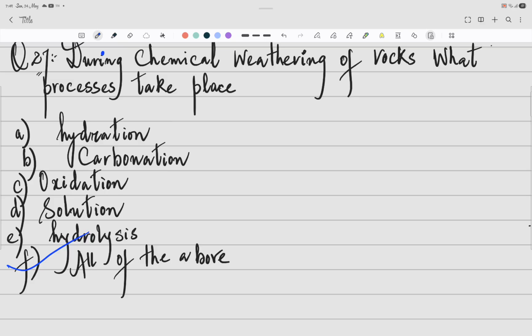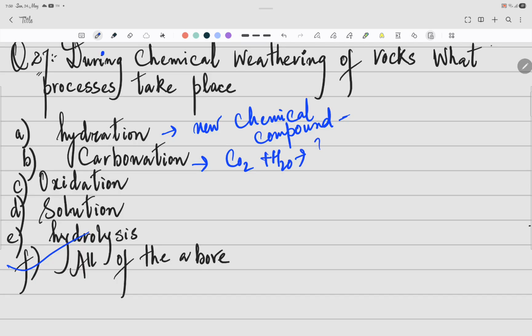During hydration, water combines with the rock minerals and results in the formation of a new chemical compound. These chemical reactions cause a change in volume and decomposition of rocks into smaller fragments or particles. During carbonation, it's also a type of chemical decomposition in which carbon dioxide from the atmosphere combines with water and forms carbonic acid. This carbonic acid reacts chemically with the rocks and causes their decomposition.